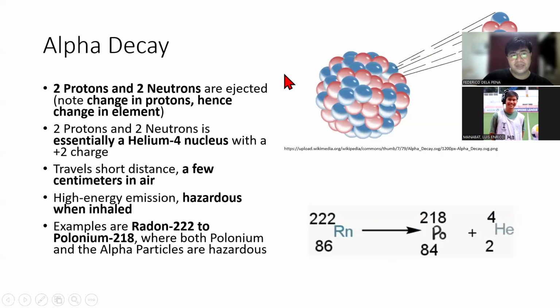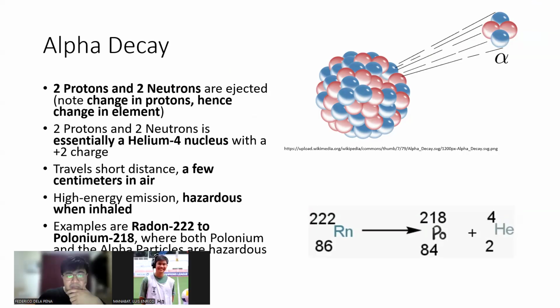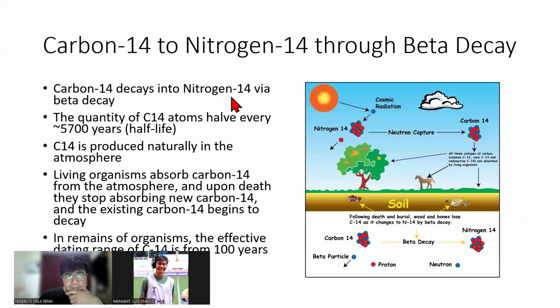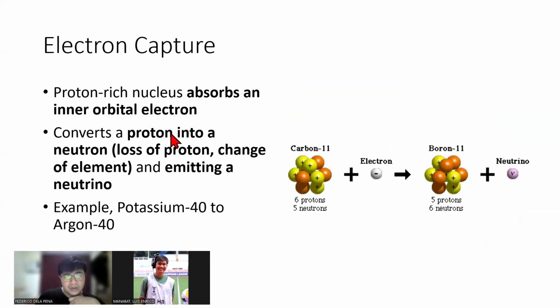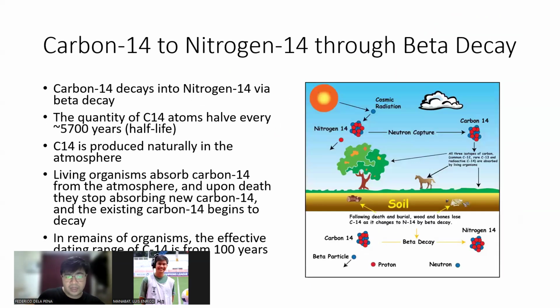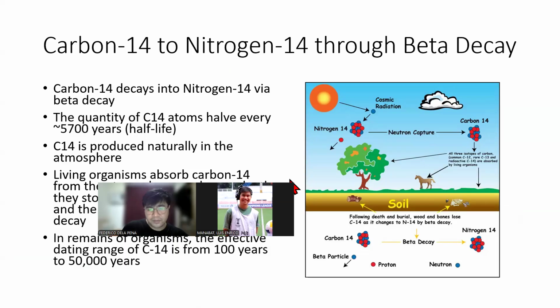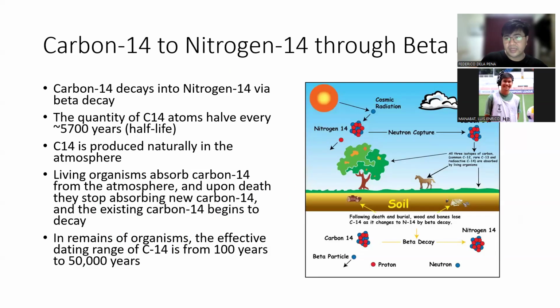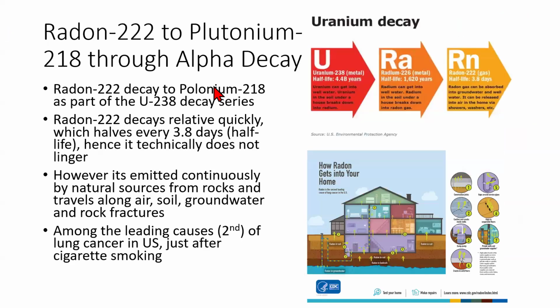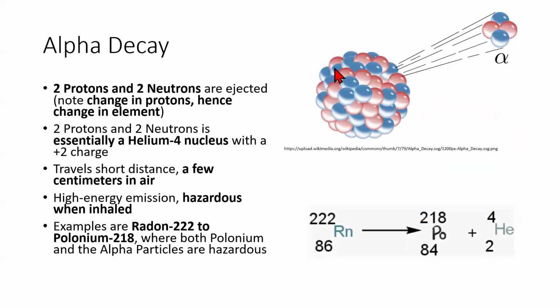Okay, and we have different modes of radioactive decay. We have alpha decay, beta decay, gamma, and electron capture. Actually, there are a few more modes of radioactive decay, but we're just going to be talking about the four modes of radioactivity. Let's start with alpha decay. We have two protons and two neutrons ejected.